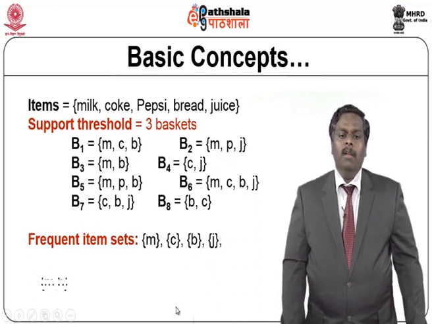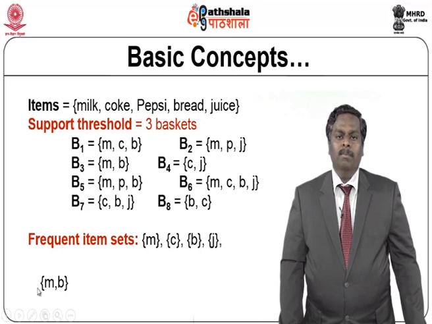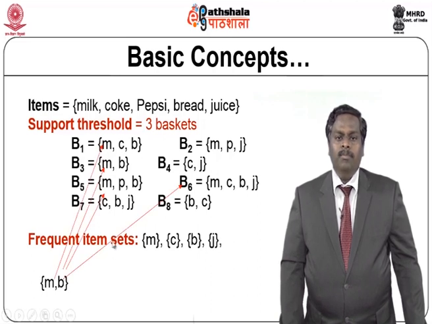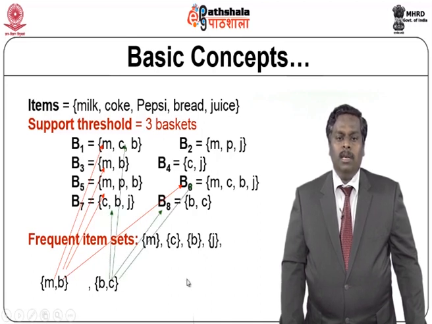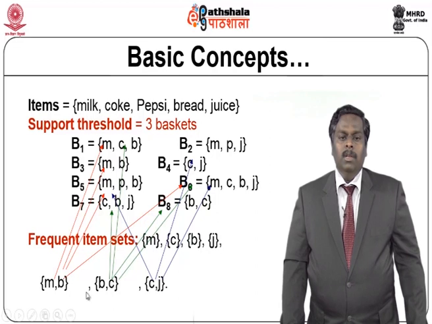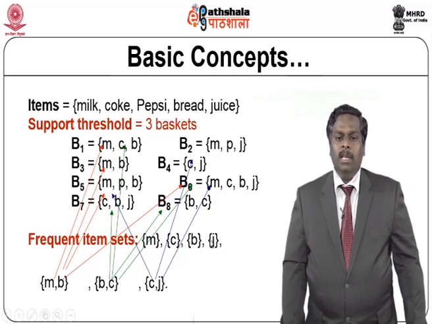And we can have item pairs like M and B, that is milk and bread. Milk and bread is considered a frequent item set because it has occurred in 4 transactions, therefore it satisfies the minimum support. Then you have another item pair, bread and Coke. Bread and Coke has occurred in 4 transactions, and lastly Coke and juice has also occurred in 3 transactions. So these item sets have occurred a minimum of 3 times and therefore they are considered to be frequent item sets.